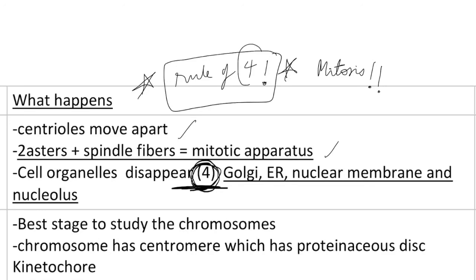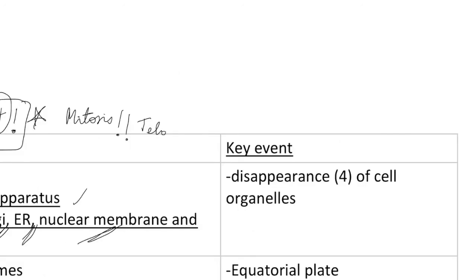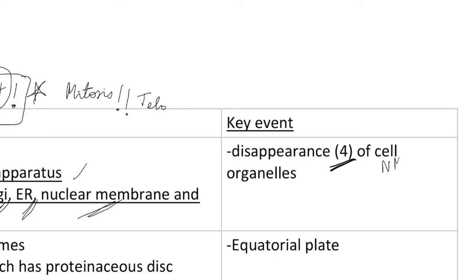There are 4 things that disappear in prophase and there are 4 things that reappear in telophase. And what are the 4 things that disappear in prophase? We have Golgi, endoplasmic reticulum, nuclear membrane and nucleolus. All these 4 disappear. And what is the key event happening in prophase? Disappearance of 4, that is nuclear membrane, nucleolus, endoplasmic reticulum and Golgi apparatus.